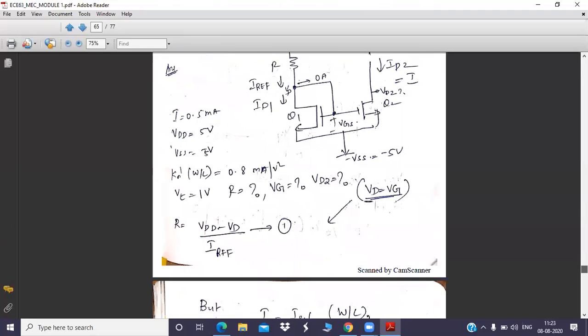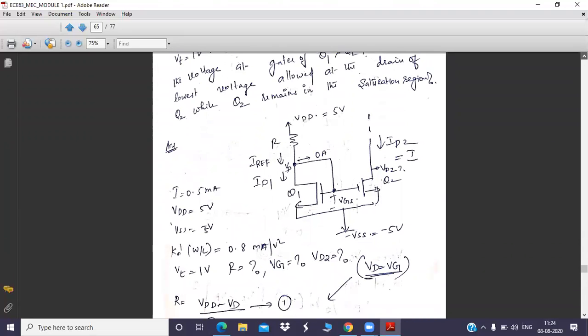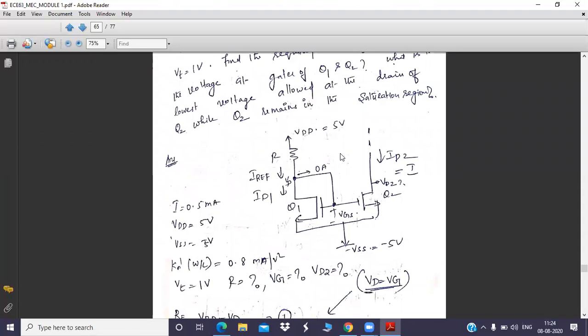Any doubts? I'll repeat the steps once again. See, in the given circuit, you have a current mirror circuit. A perfect current mirror will always have I equal to I reference. The output current will be equal to I reference provided the aspect ratios of the two devices are the same. But you have to go to the question and find whether the two aspect ratios are the same. Here, as far as the given parameters are concerned, the two aspect ratios are not the same.